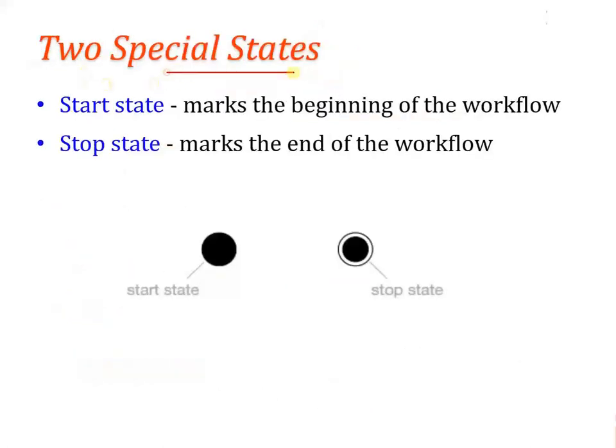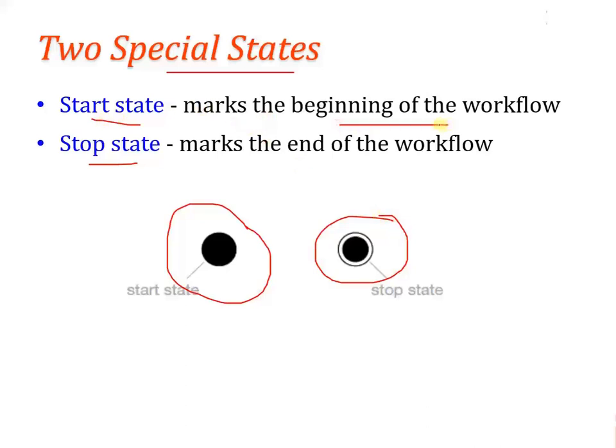Next are the two special states which are present in an activity diagram. One is called a start state, which is nothing but a dark circle. The other one is called a stop state. We call it a bullseye icon. The start state is used to mention which particular activity is the start of the activity for the complete scenario. And the stop state says which is the end of the activity for the complete scenario.